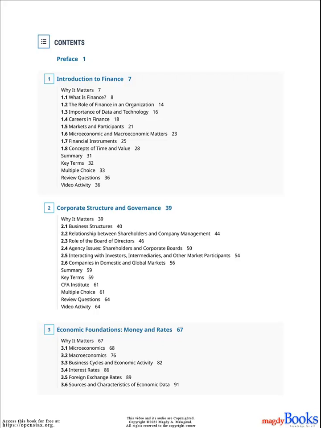Contents. Preface. 1. Introduction to Finance. Why it matters. 1.1. What is finance? 1.2. The role of finance in an organization. 1.3. Importance of data and technology. 1.4. Careers in finance.